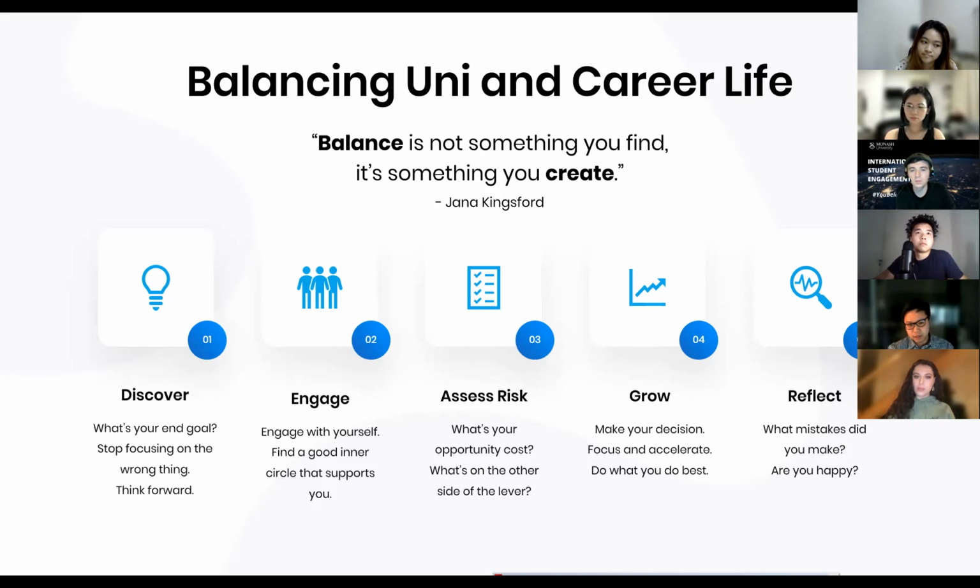So after you engage with yourself, you assess your risk. This is the part of risk management. If you were to allocate your time fully to studying, what's your opportunity cost? I like to look at this as a lever, where the middle is a fulcrum. If you study too much, what are you actually sacrificing? Are you sacrificing your work? Are you sacrificing your experience? Or what are you actually sacrificing?